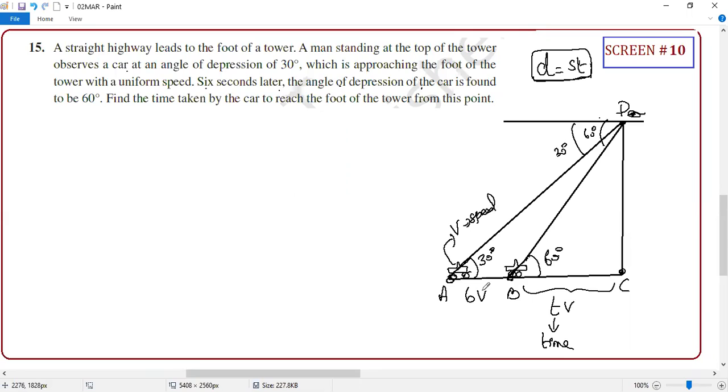Because I want distance. I don't want speed, I don't want time, I want the distance. AB is nothing but distance, not a speed or a time. Similarly, BC is the distance. So 6V, TV, are you clear? Guys, this magic is going to help you reduce your work. Half of your work will be reduced. Anyone having doubts why I put 6V for AB and TV for BC?